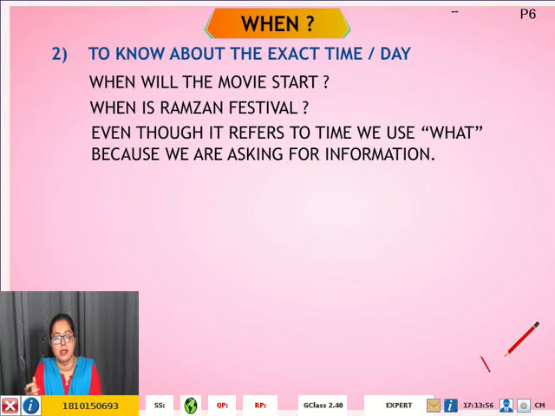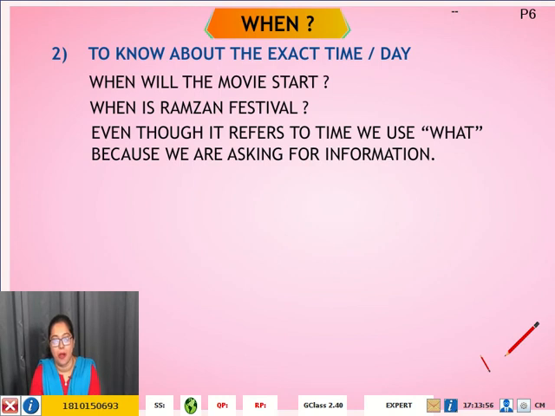When is Ramzan festival? We want to know a particular date. So when will the Ramzan festival be starting? This is where we use when. But I must say that in these sentences, apart from using when, we can also use the WH question what, because in these particular sentences, if you observe carefully, we are also trying to find out information. So we can also use the WH question what. I hope you will remember this.